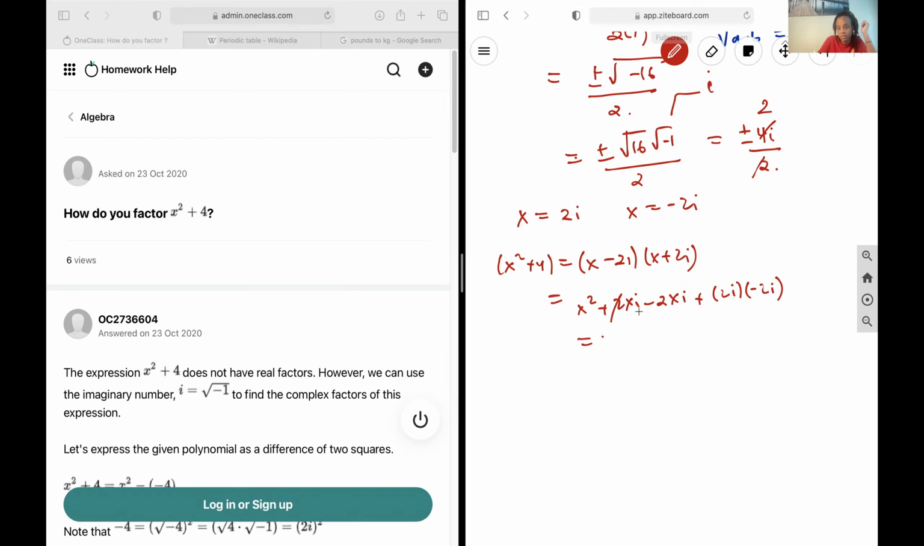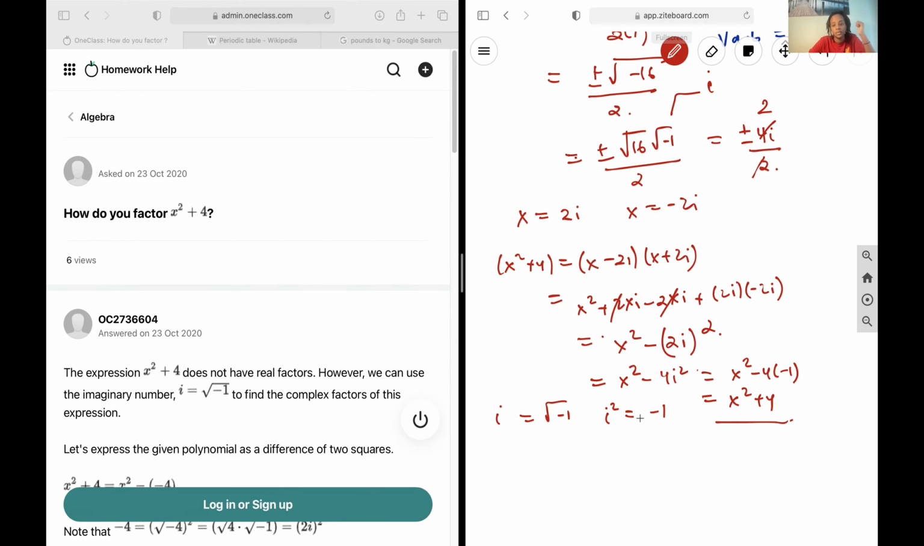And so that becomes, these two cancel, x squared minus, let's pull out that minus, so minus 2i squared. Remember that this will become x squared minus 4i squared. And recall that i is equal to the square root of negative 1, so i squared is going to be negative 1. So this will become x squared minus 4 times negative 1, and that will become x squared plus 4. And that's it. So the purpose of it is to just flip the negative to a positive.